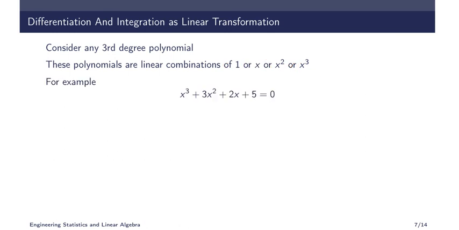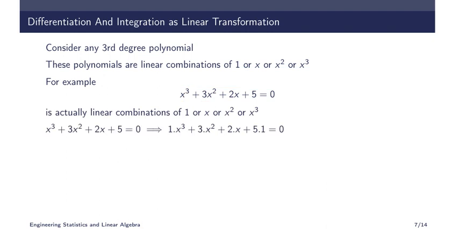For example, you have a polynomial given as x cube plus 3x square plus 2x plus 5, which is a third degree polynomial because the highest degree is 3. Now how does this become a linear combination of these elements? x cube can be written as 1 times x cube, so C1 is equal to 1. And 3x square is written as 3 times x square, so C2 is 3. Then 2 times x, so C3 is 2. And 5 is given as 5 times 1, so C4 is 5.